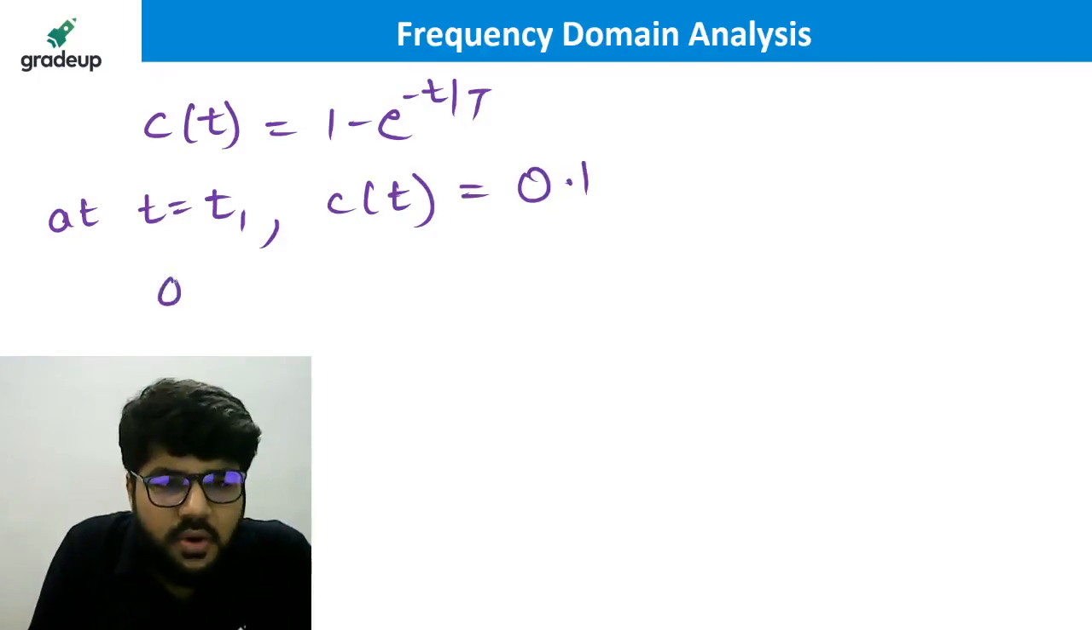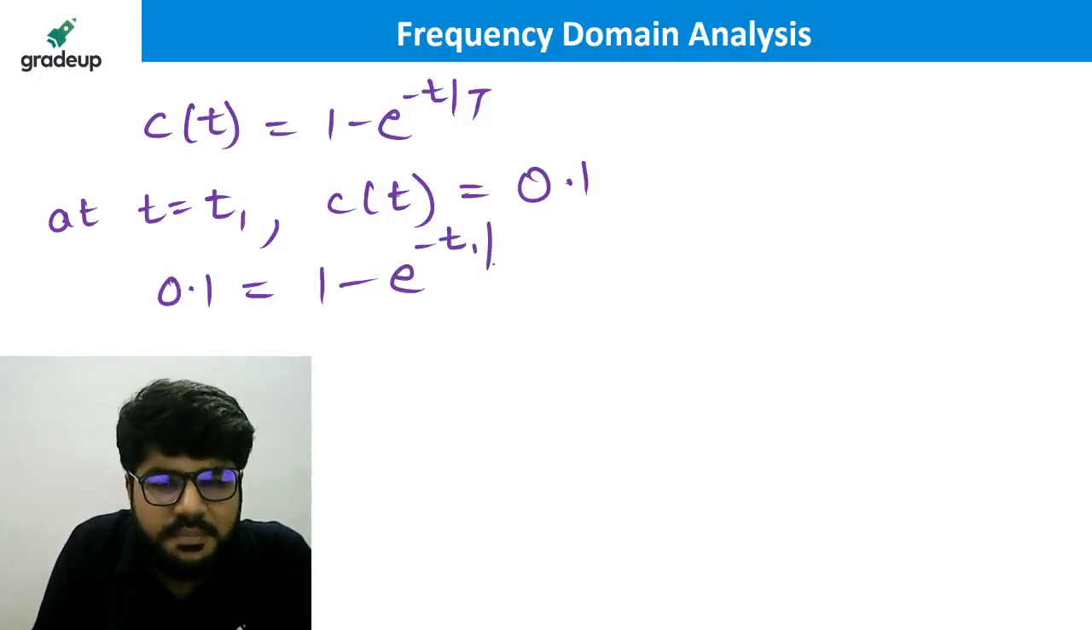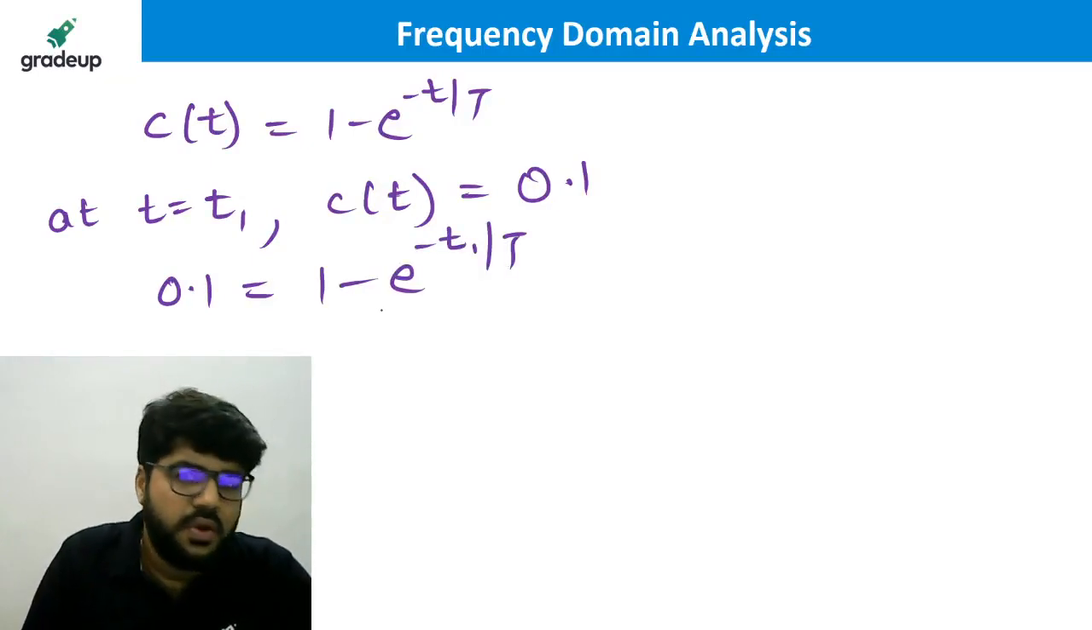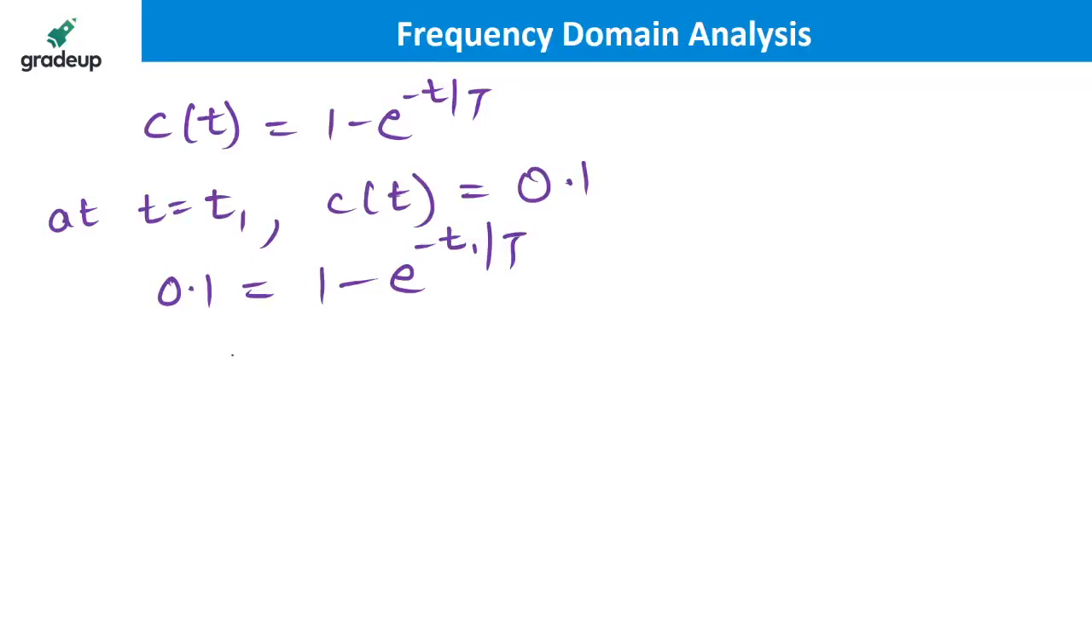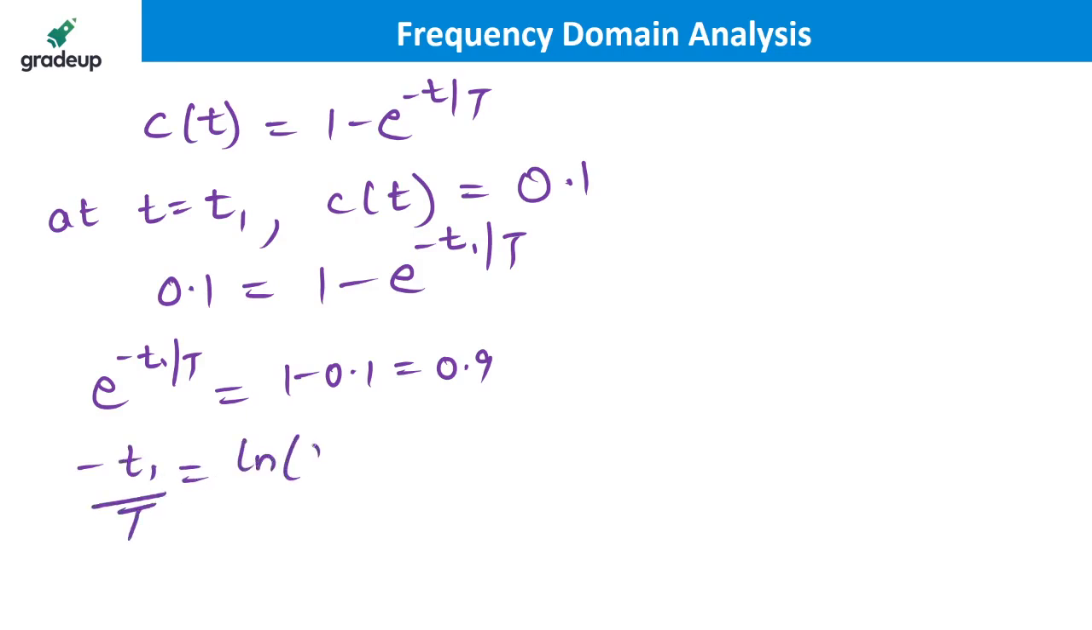Okay, so put down 0.1 equal to 1 minus e raised to the power minus t1 by t. So what is the value of e raised to the power minus t1 by t? It is equal to 1 minus 0.1, that is 0.9. So minus of t1 divided by t is equal to ln 0.9. Don't calculate the log values right now. Just write down the answers, and t1 is equal to minus t ln 0.9.